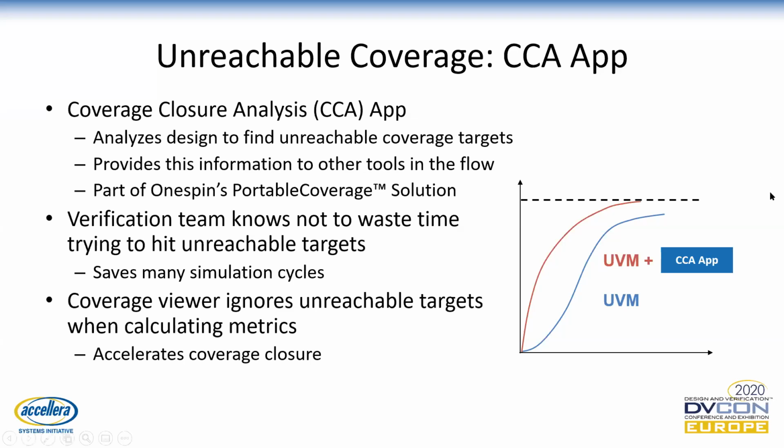In the graph I have here, we can see the blue trend is using UVM, and the red trend is using UVM with the coverage closure accelerator app. The trend is much steeper, and the coverage metric is higher when using UVM in combination with the CCA.